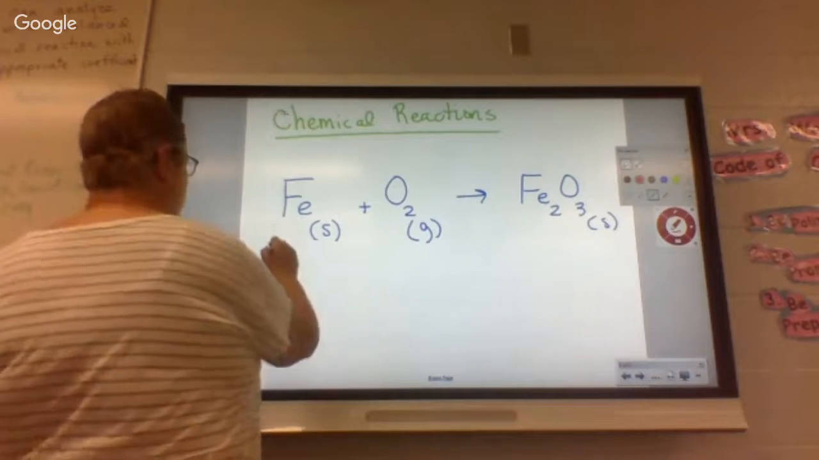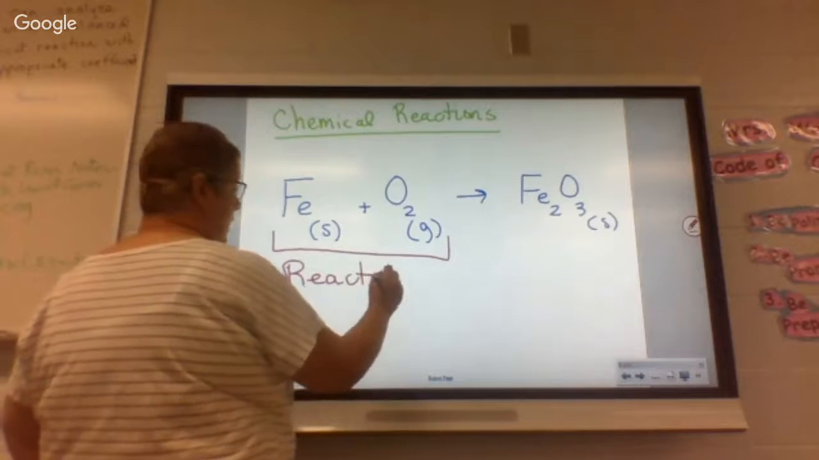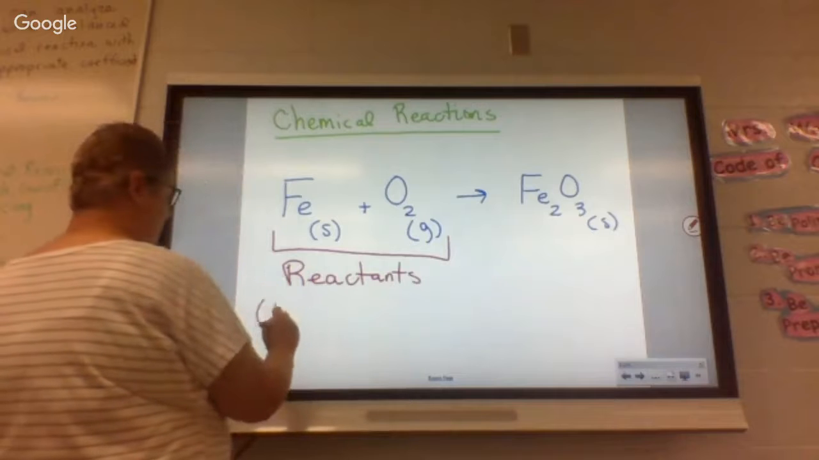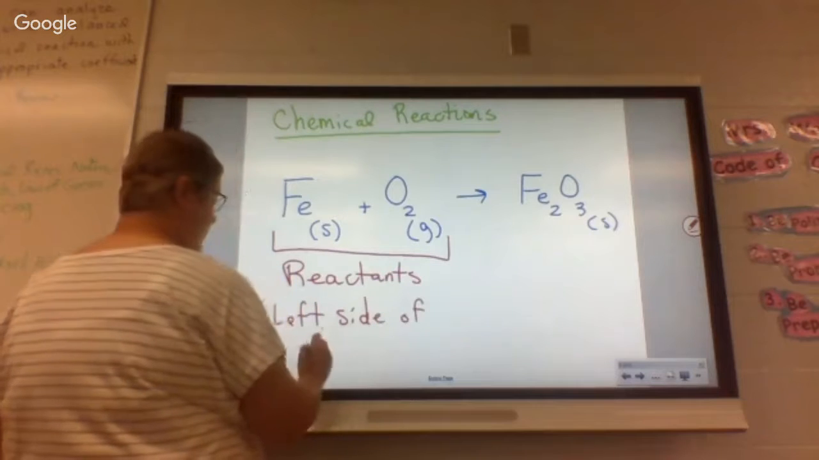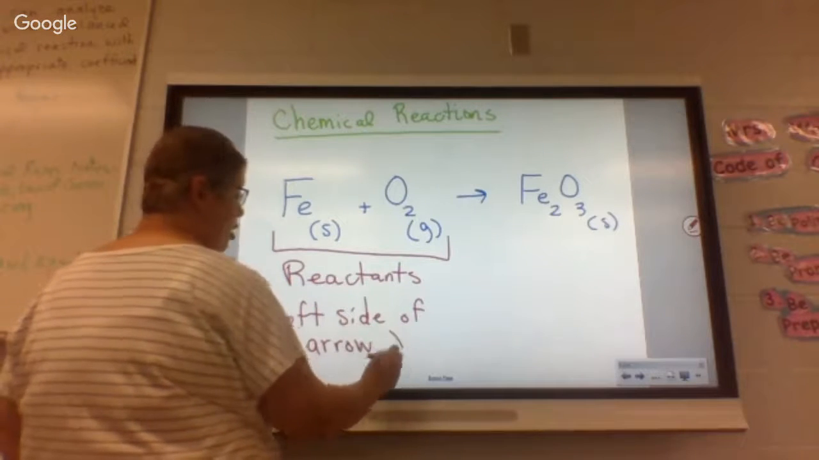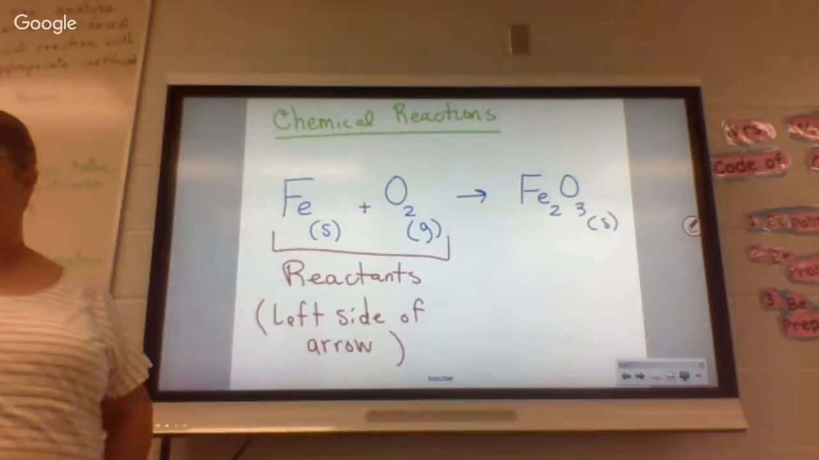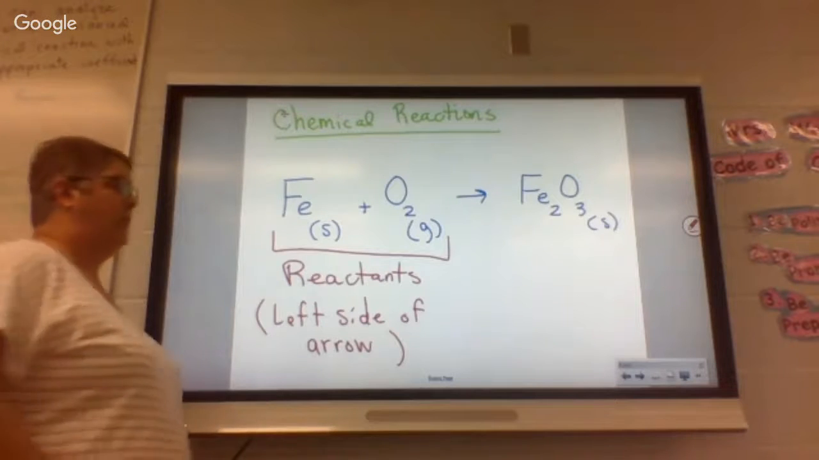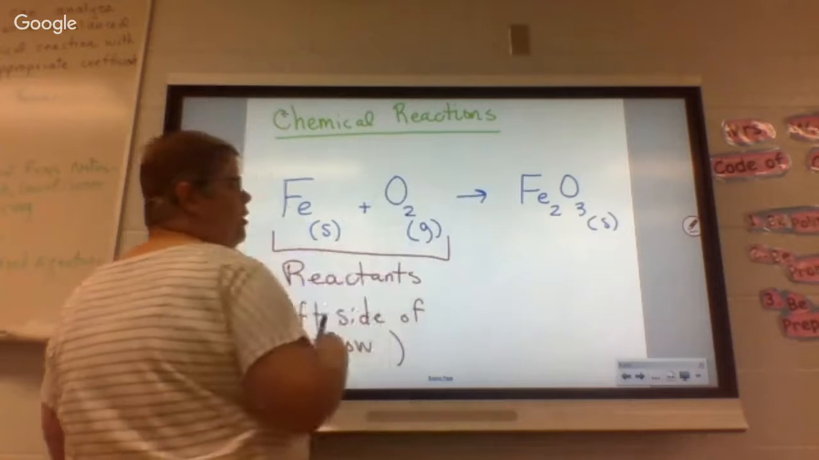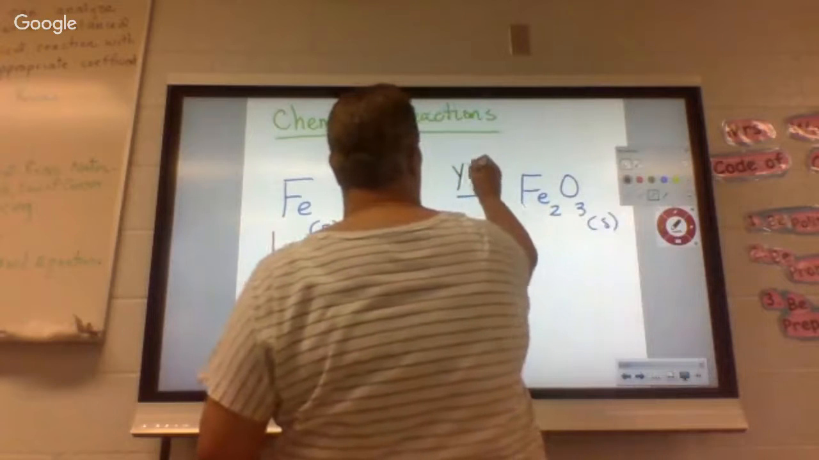Anytime we talk about the reactants, I'm expecting you to know that that is the left side of the arrow. After today, I will always refer to it that way. I'm never going to say the left side of the arrow. And what's the name of the arrow? Yield. It's referred to as the yield sign.